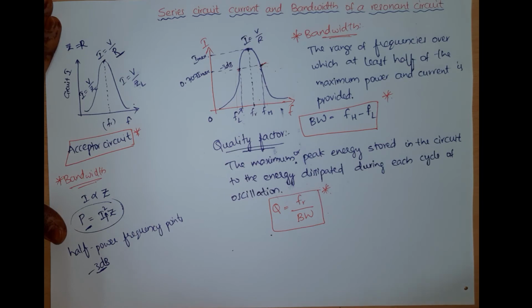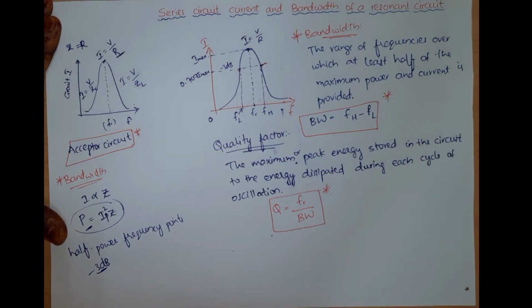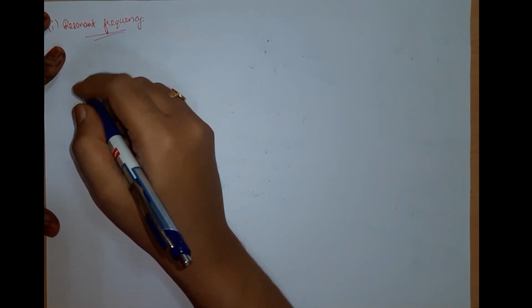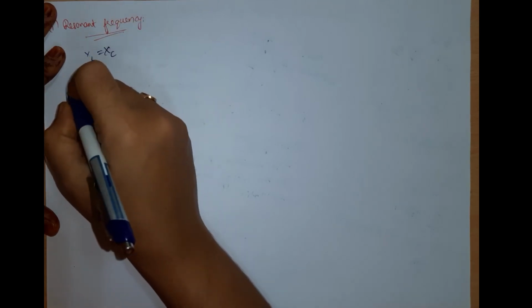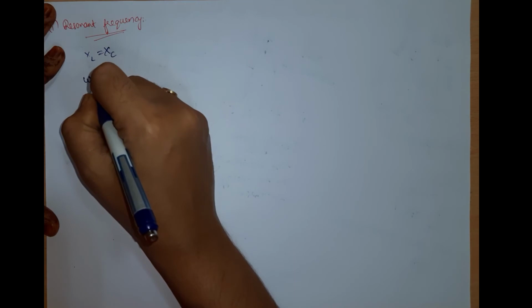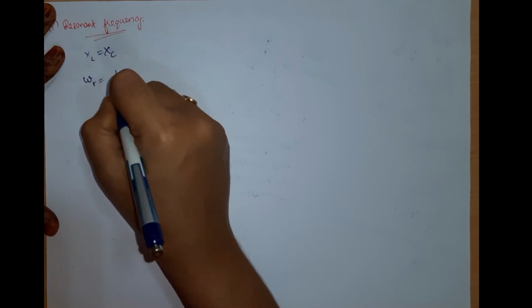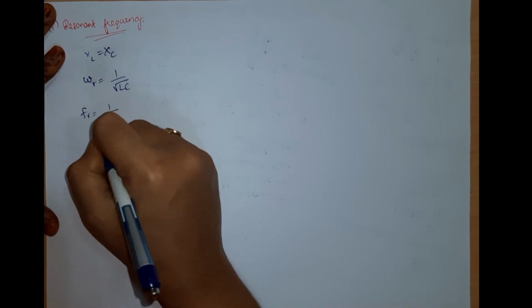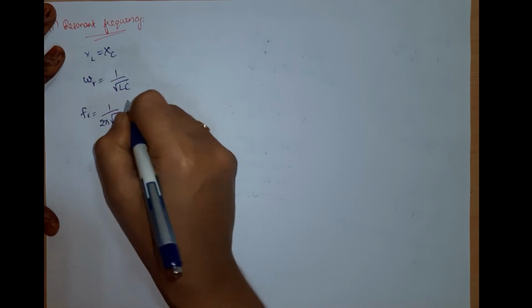Now, let us see the different parameters that we have learned of a series resonant circuit. So first one is resonant frequency. From XL equal to XC, we have derived resonant frequency as omega R is equal to 1 by root LC, or FR is equal to 1 by 2 pi root LC.